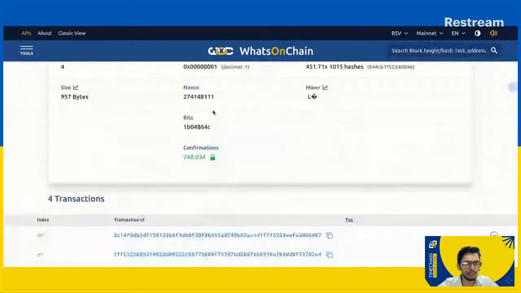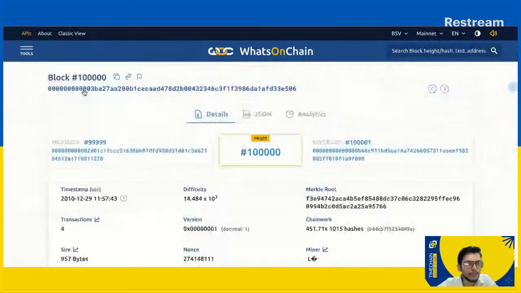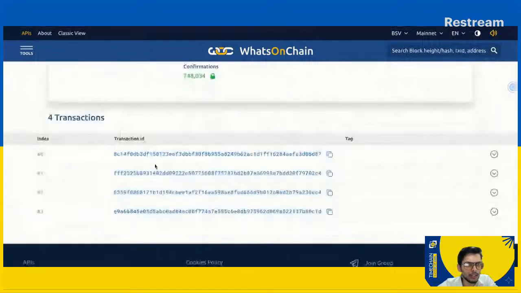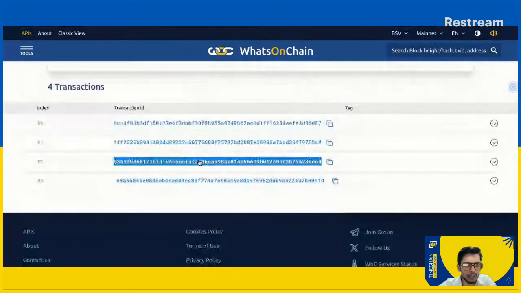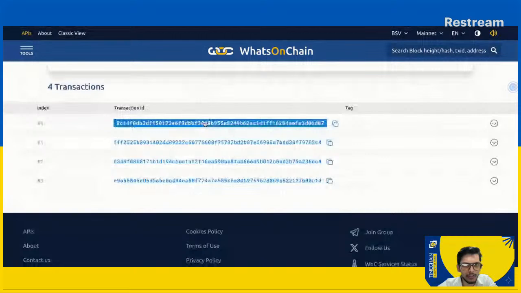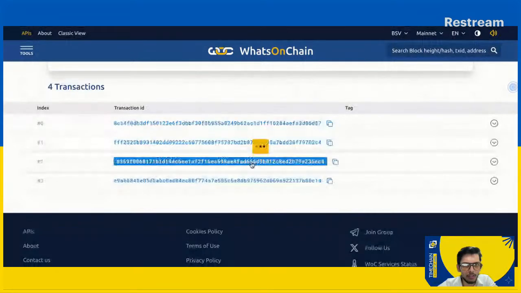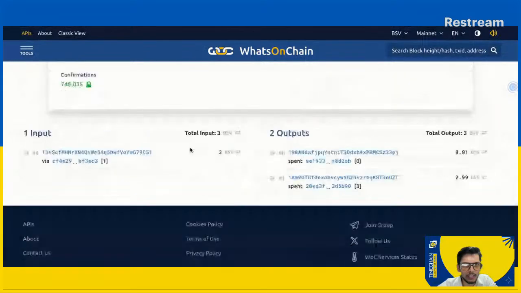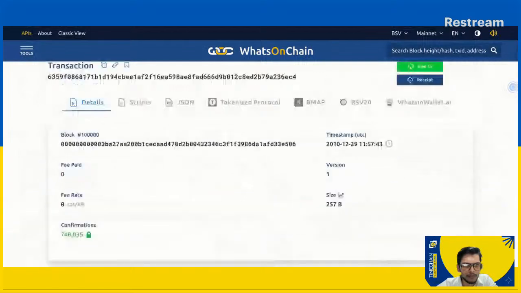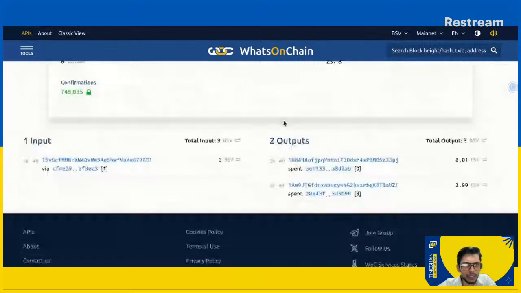See, when I have come to block number 100,000, 1 lakh, I have got 4 transactions in it. This is the coinbase transaction. These are normal transactions. Let's say we go into a normal transaction. How does a transaction look like? It's important to know. It's very simple. It has inputs and it has outputs. So you have inputs of 3 Bitcoins and you have outputs of also 3 Bitcoins. Since inputs equal outputs, there is no difference.